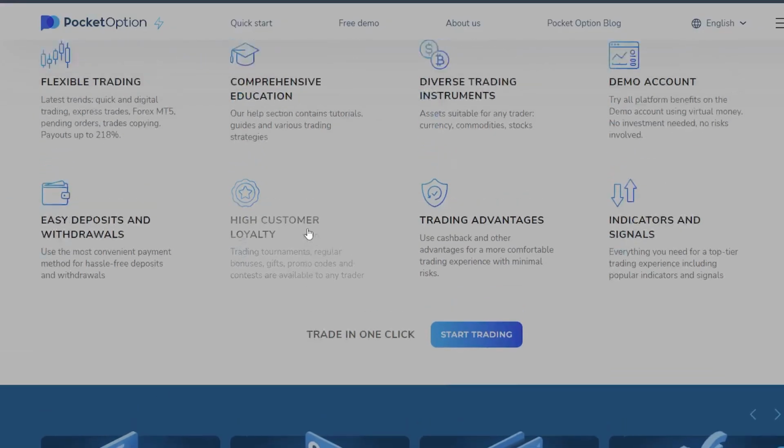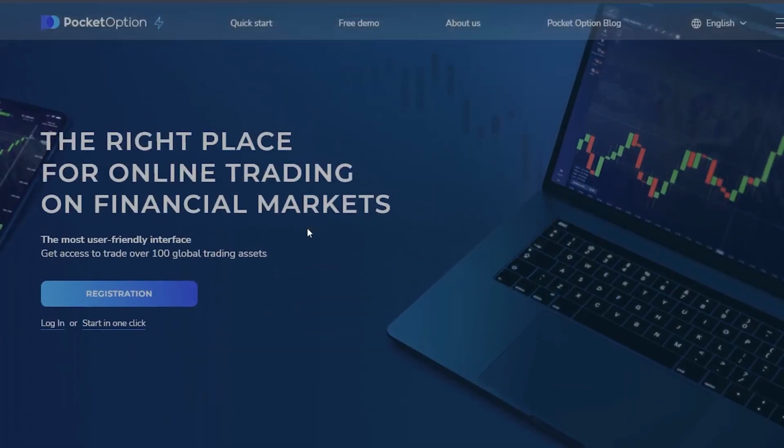Indicators are tools that help traders analyze price movements and make predictions about future market behavior. Pocket Option offers a wide range of indicators, and using them can help you identify trends, support and resistance levels, and potential entry and exit points for trades.